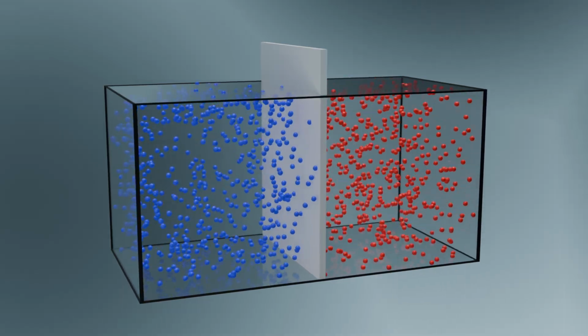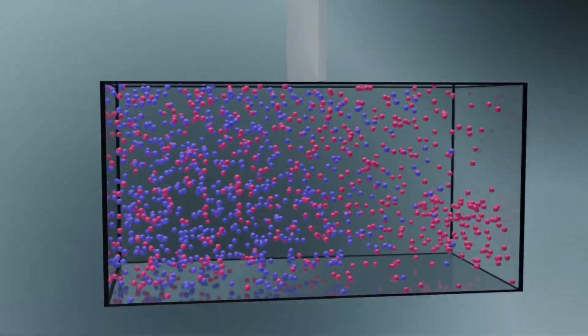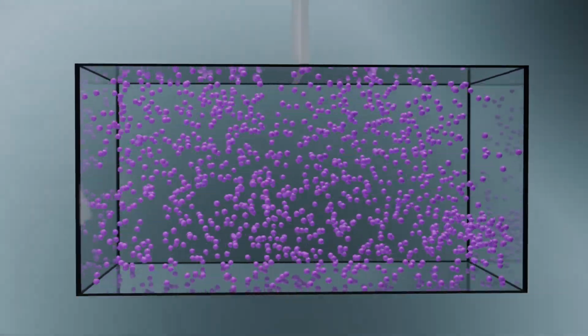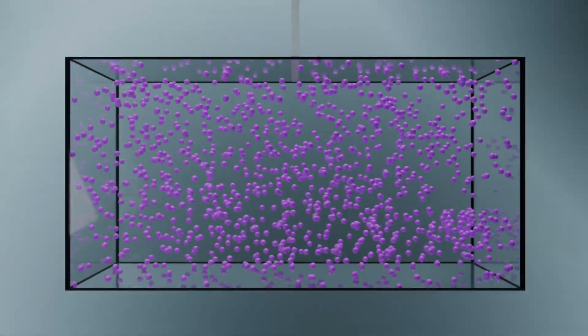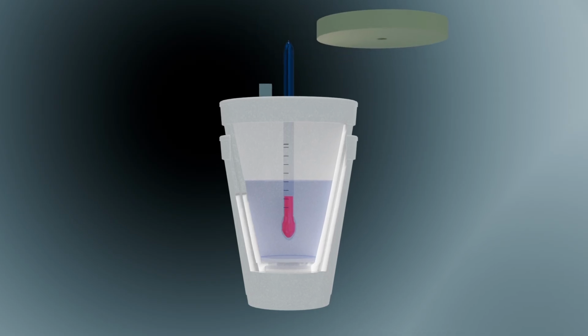At the particle level, heat transfer always goes from hot to cold. Red particles represent hot, fast-moving molecules, and blue particles represent cold, slow-moving molecules. When they interact, energy flows until they reach the same speed and temperature. At equilibrium, they appear purple and no net heat flows.